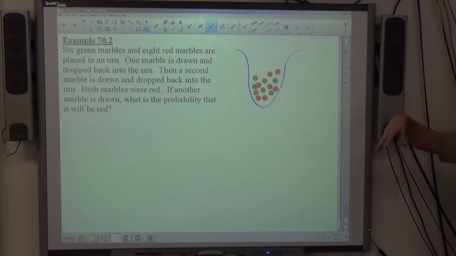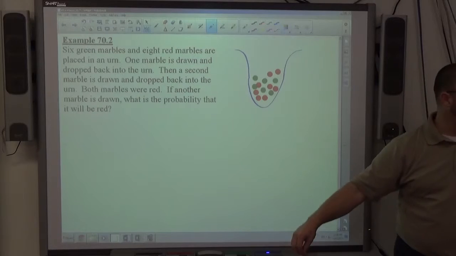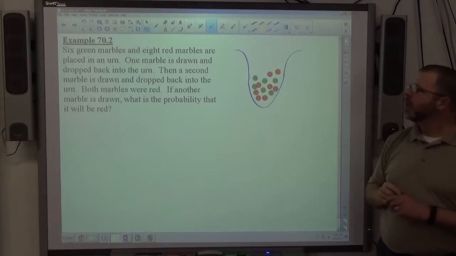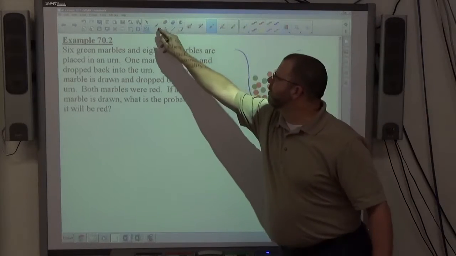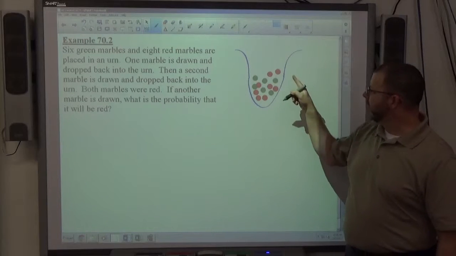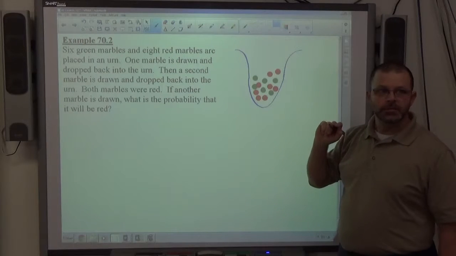Okay, we reach in, we cannot see the marbles. They all feel the same, they're all the same weight, they all are the same temperature. The only difference is the color, green and red. Other than that, there's no difference. I reach in the urn, don't look, and pull a marble out. Okay? So the sample space of this urn is 6 green, 8 red.